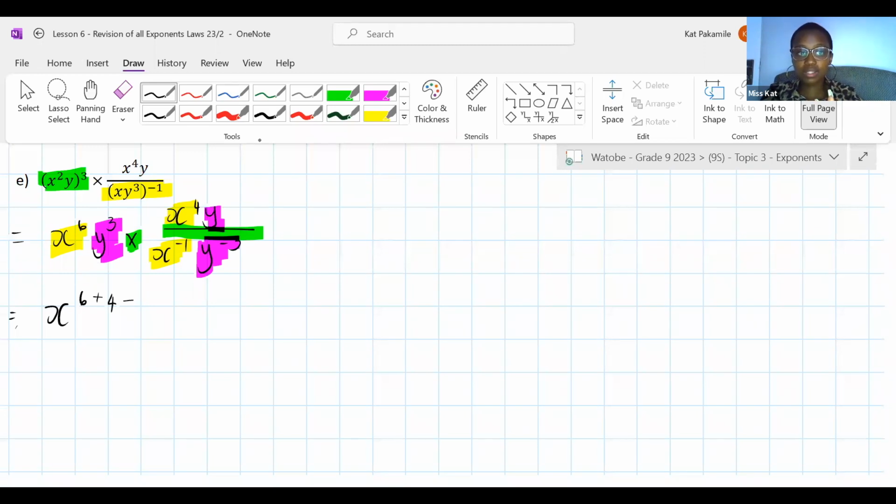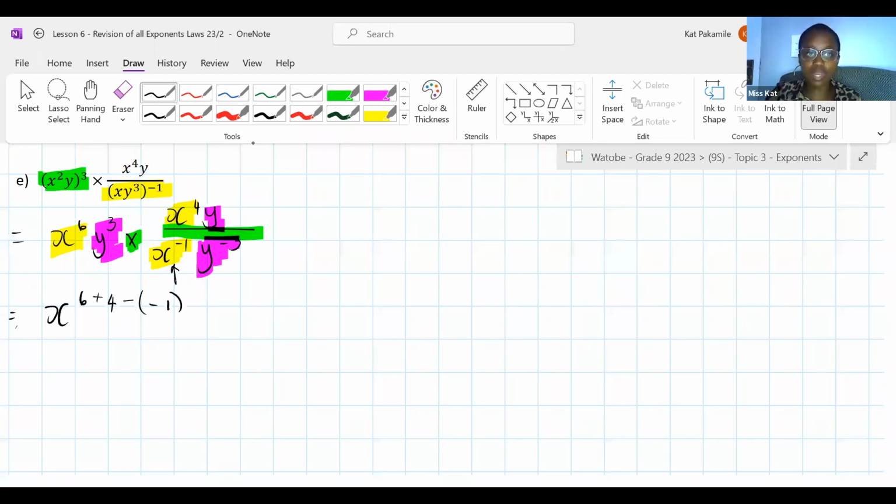Wait a minute. Remember, we're working with x still. We haven't moved on. So when you are dividing, what do you do? When we divide, we minus the exponents. Which is how much? At this point, it's 3. No, we are on x. We're not on y. Oh, sorry, -1. There we go.